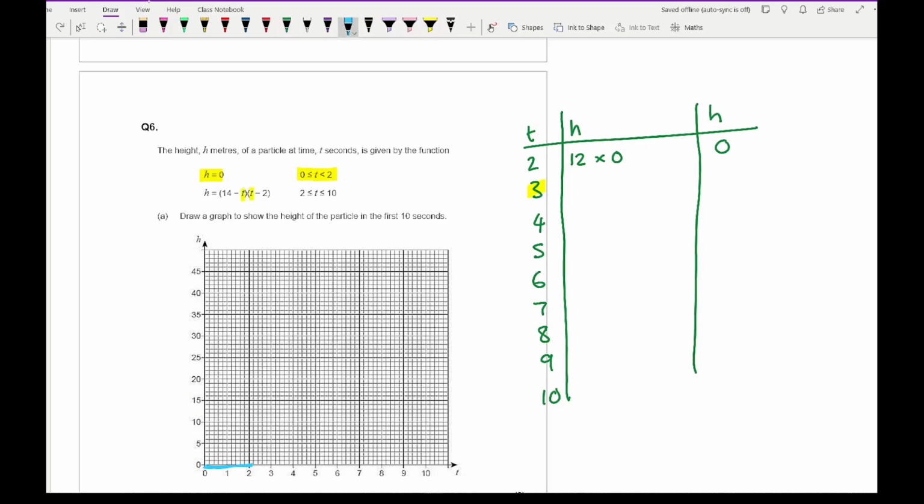So then from this, what we've got is 14 take away 3, which is 11, times 3 take away 2, which is 1, so then it's 11. Then I've got 14 take away 4, which is 10, times 4 take away 2, which is 2, so that's 20. Then 14 take away 5 is 9, and 5 take away 2 is 3, so that becomes 27. Then from this, I notice a pattern. Let me just fill this in, and I can see that these numbers are increasing.